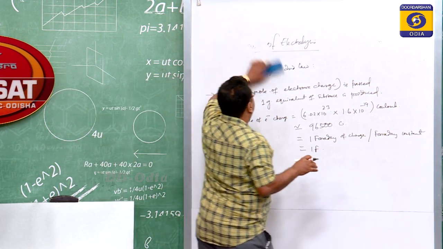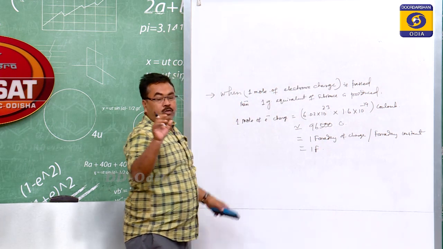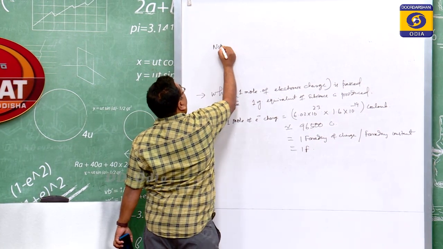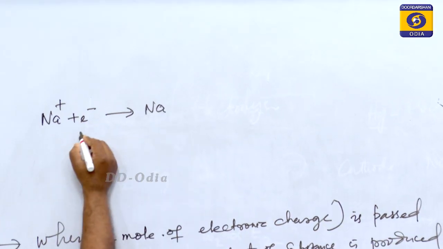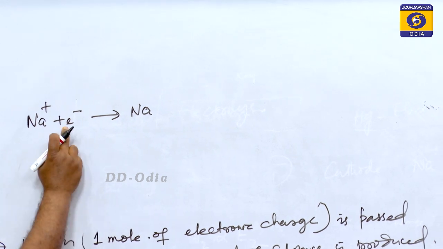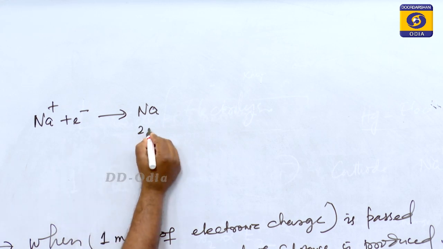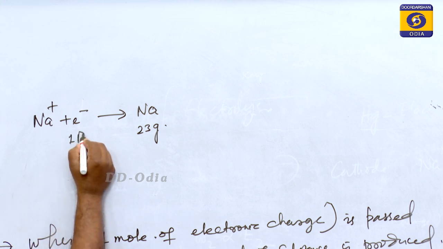Now, we shall apply this principle to these small equations of electrode processes, oxidation reduction. Suppose I take the example of sodium. Here 1 mole of electron is involved, so it will produce 23 gram. This is the quantitative aspect of electrolysis I am now talking about. So, when 1 mole of charge or 1 Faraday of electricity is passed, we get 23 gram of sodium.